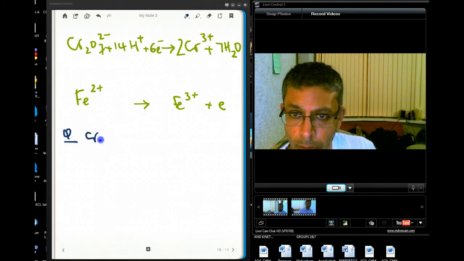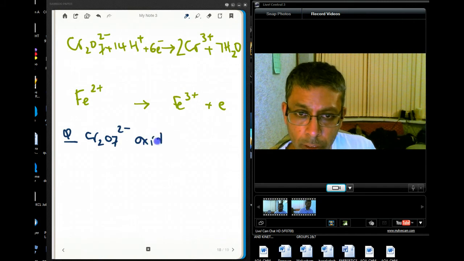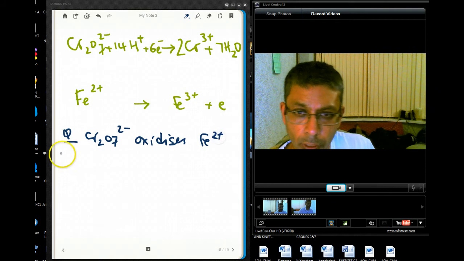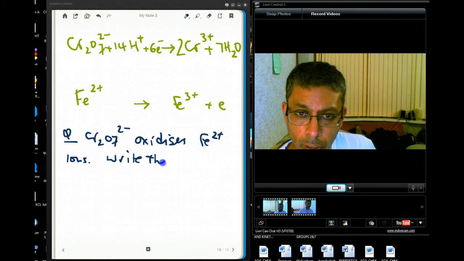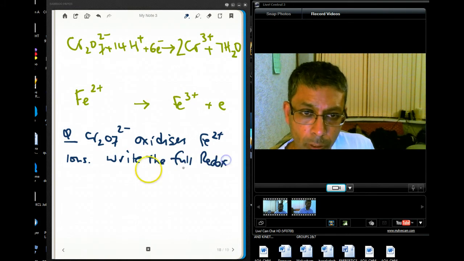Cr2O72 minus oxidizes Fe2 plus ions. Write the full redox equation.